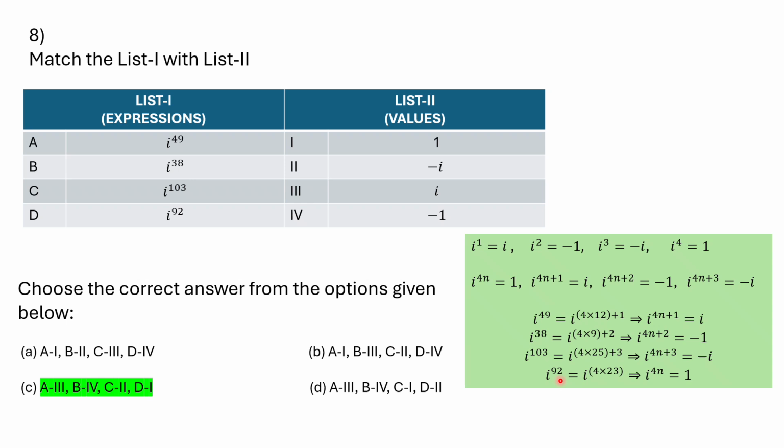And 92 can be written as 4 into 23, and so iota to the power 4n equals 1. So it will match these values, that is 49 equals iota, 38 equals minus 1, 103 equals minus iota, 92 equals 1. So the option C is the right answer.